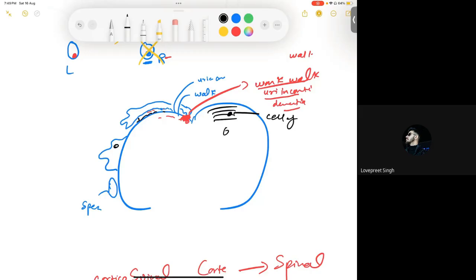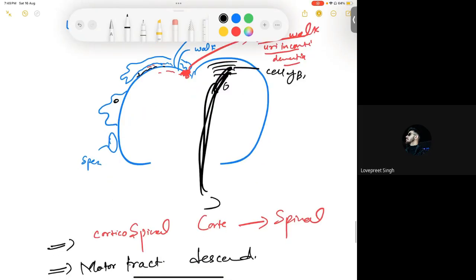Cells of Betz. Some fibers are also going to come from the cells of Betz. What's specific about cells of Betz is that these are really big cells, more than 8 times the size of red blood cells. And these fibers are directly going to synapse on the anterior horns of your spinal cord, which we'll be discussing, right?